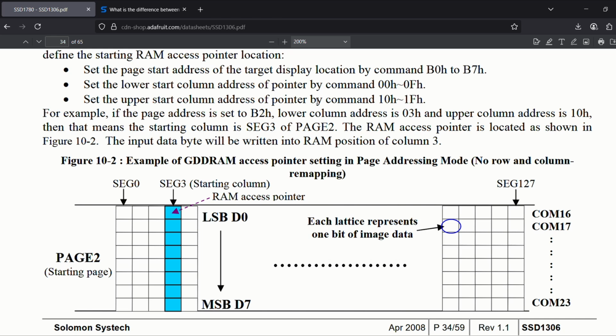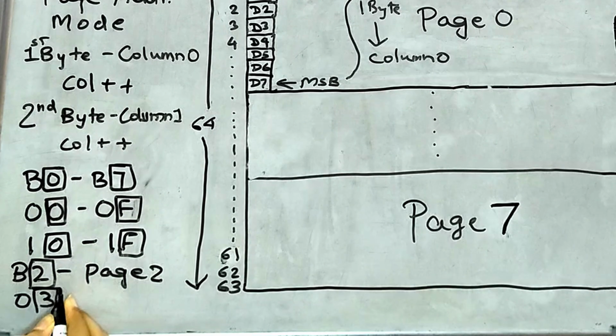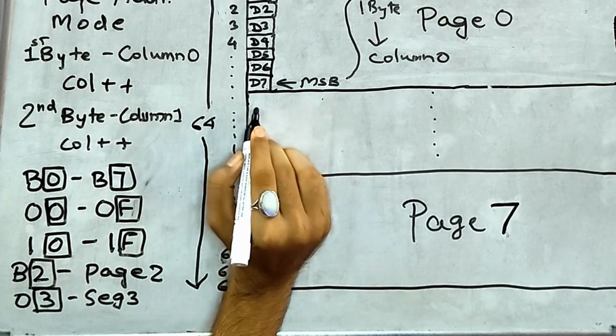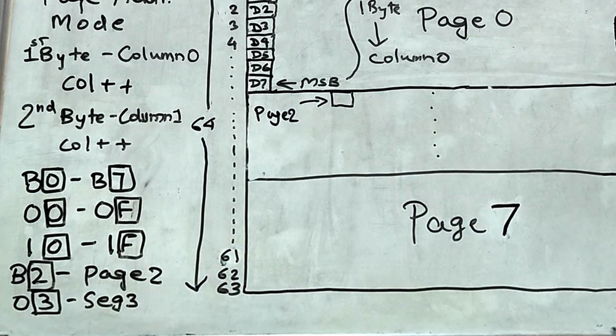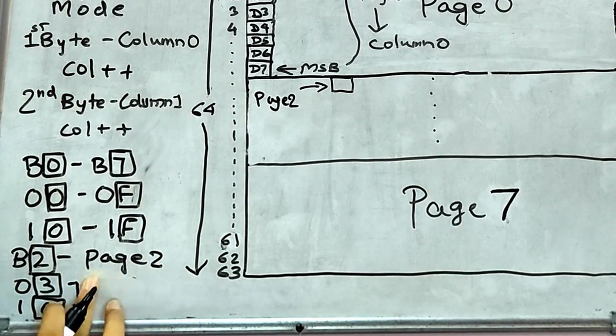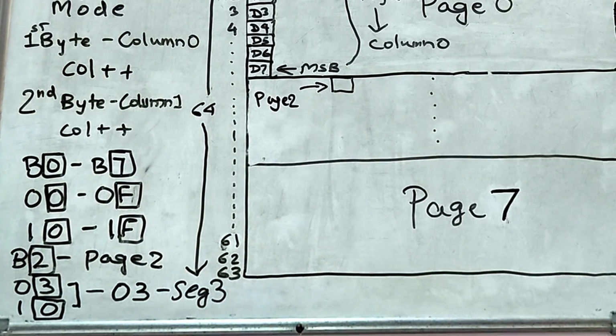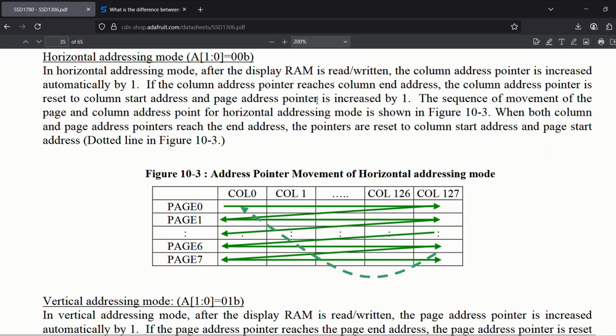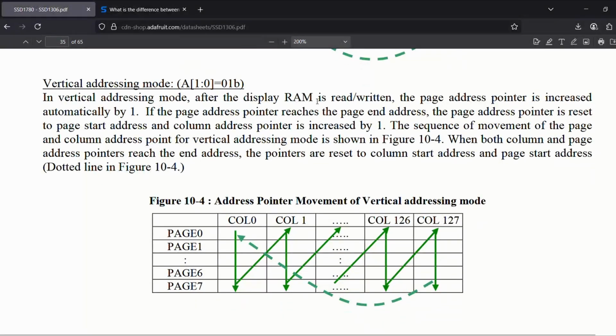You first send a page select command B0 to B7. Then you set lower column address anywhere between 0x00 to 0x0f, and finally the upper column address between 0x10 to 0x1f. For example, B2, 03 and 10 together put us at segment 3 of page 2. Similarly, there are also horizontal and vertical addressing modes where the pointers automatically advance and wrap around. We won't go into detail here since most common usage is page addressing.